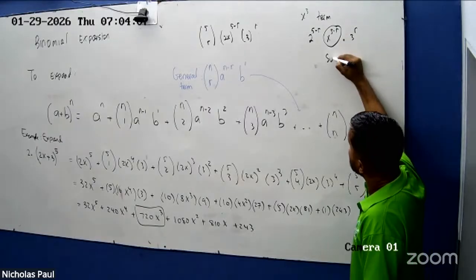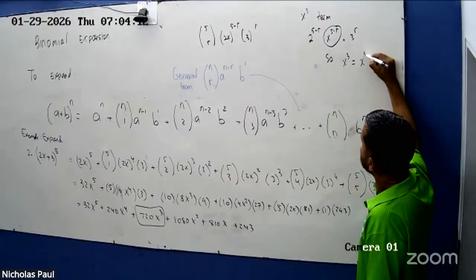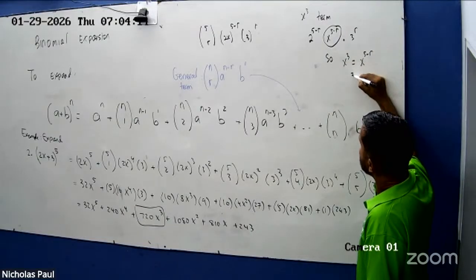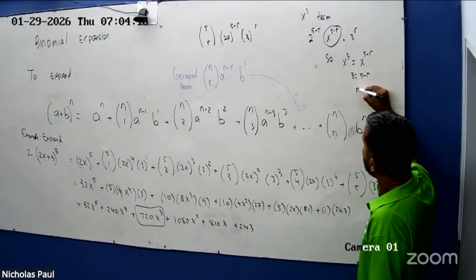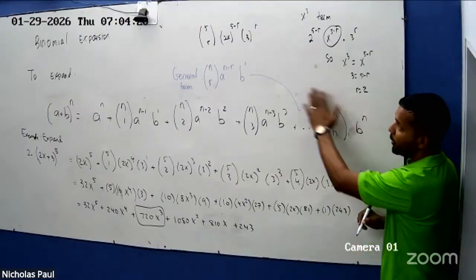So since you want x cubed to be equal to x to the 5 minus r, it means that 5 minus r is 3, so r is 2. Right? This one is simple. You all would have seen it here.